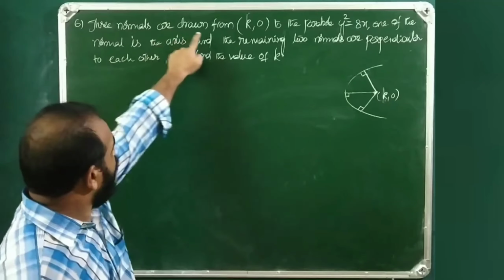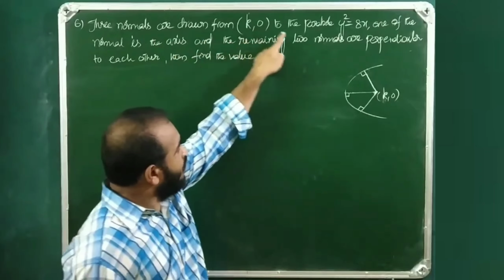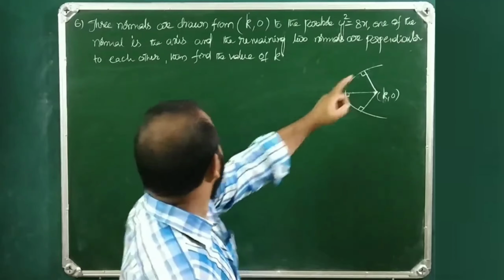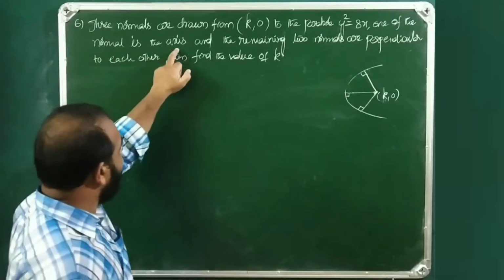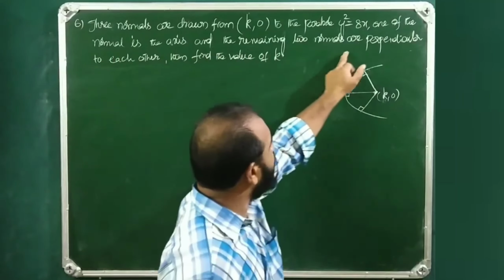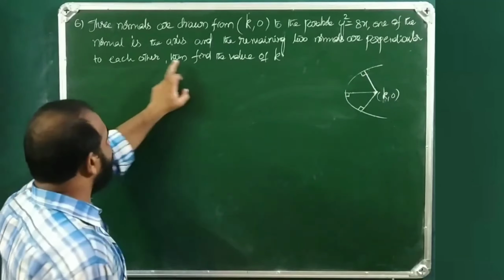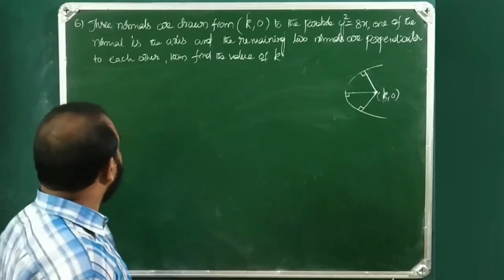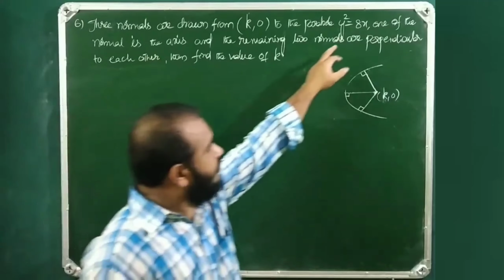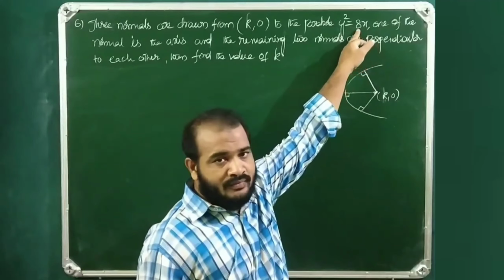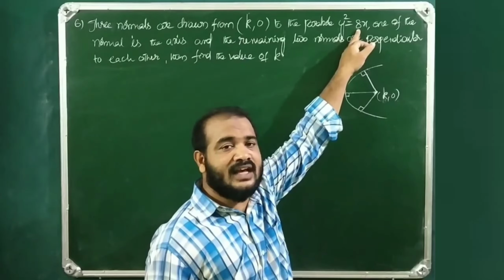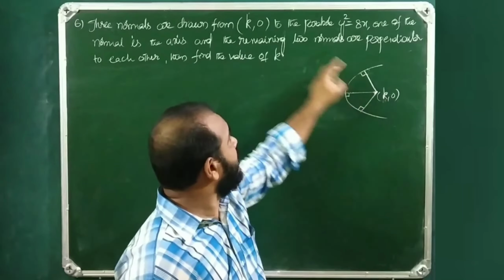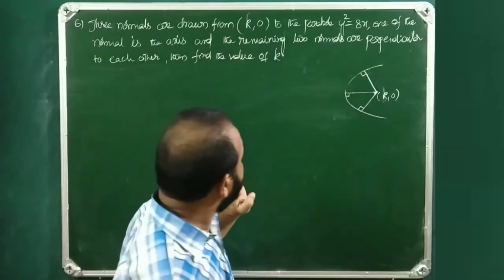Three normals are drawn from (k, 0) to the parabola y square equals 8x. One of the normals is the axis and the remaining two normals are perpendicular to each other. Then find the value of k. This is the data given. Since this is a y square equals 4ax type of parabola, its axis is the x-axis. So (k, 0) lies on the x-axis.